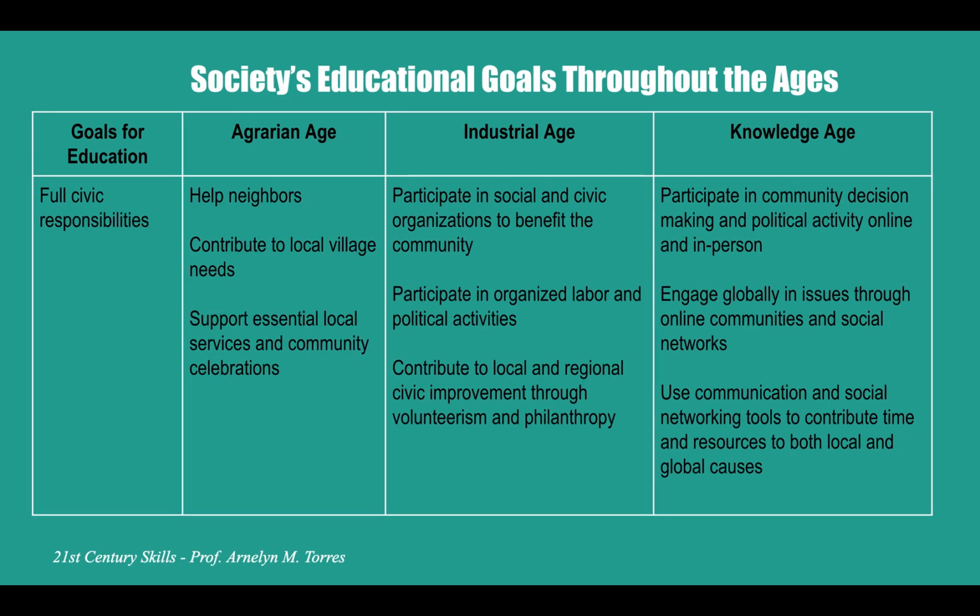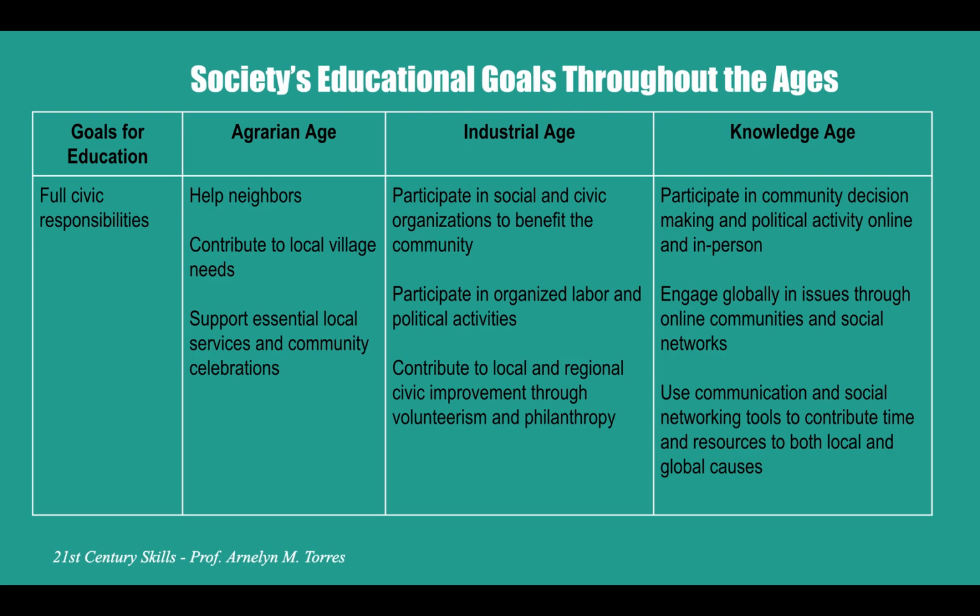The next goal is to fulfill civic responsibilities. When we say fulfill civic responsibilities in the agrarian age, you are expected to help the neighbors. Helping the neighbors maybe by farming or maybe extending yourself for anything that would be of service to other people. The second is to contribute to local village needs. So, if you know how to farm, if you know how to harvest, and it's harvest season, and a certain family needs more people to help them do the harvesting, then maybe you can contribute to that village need.